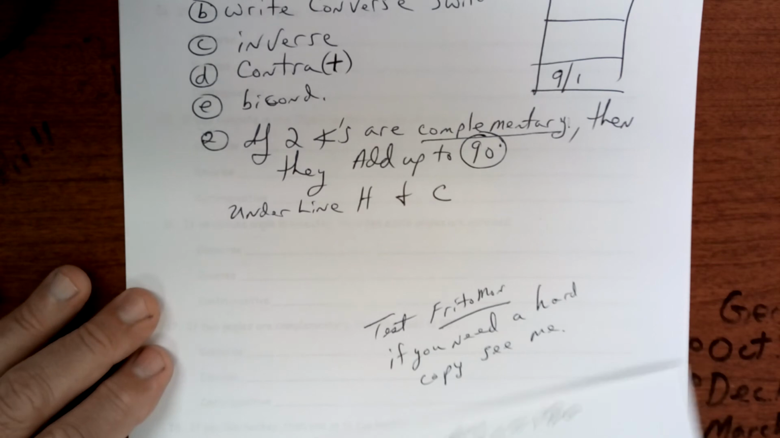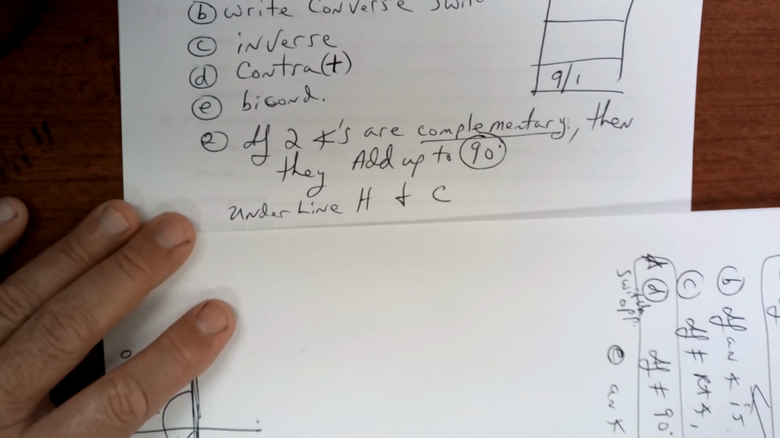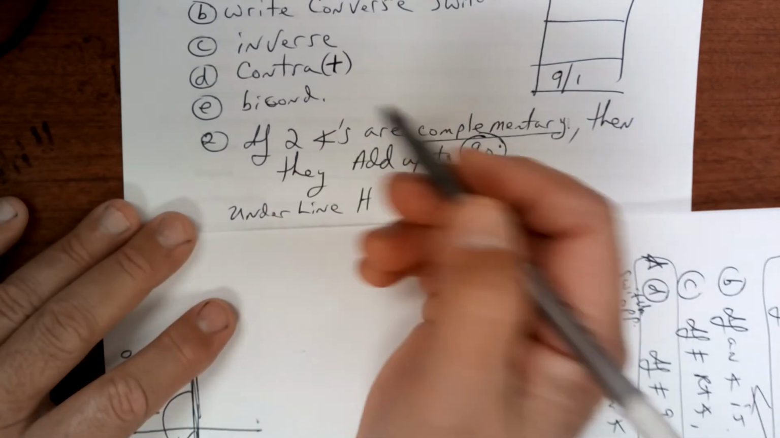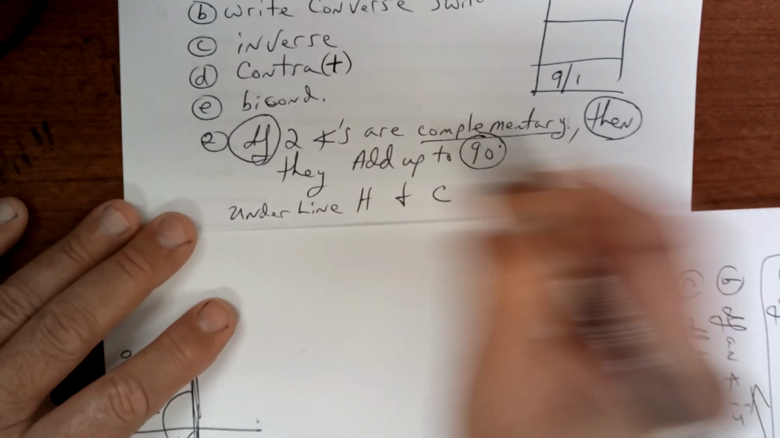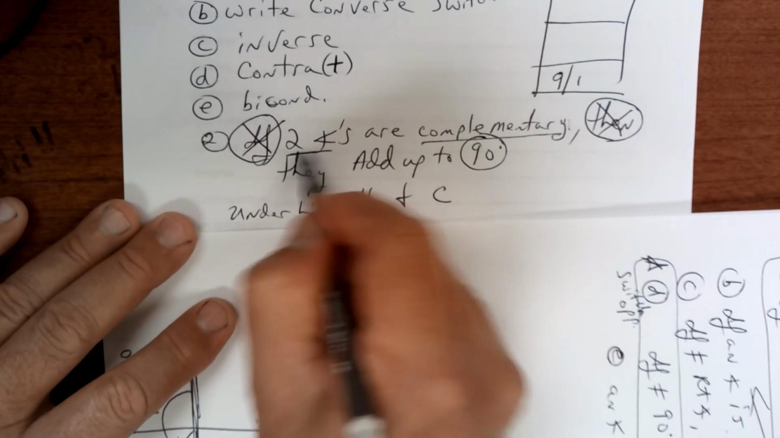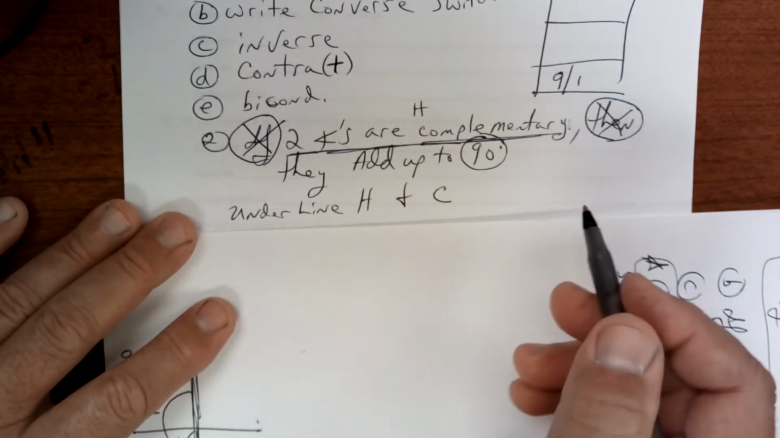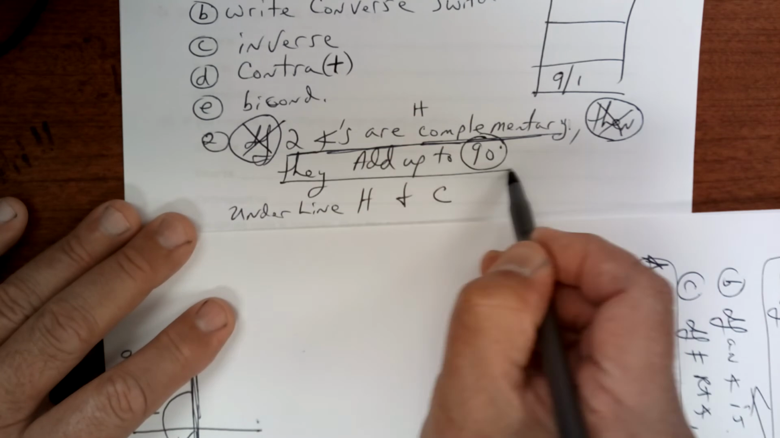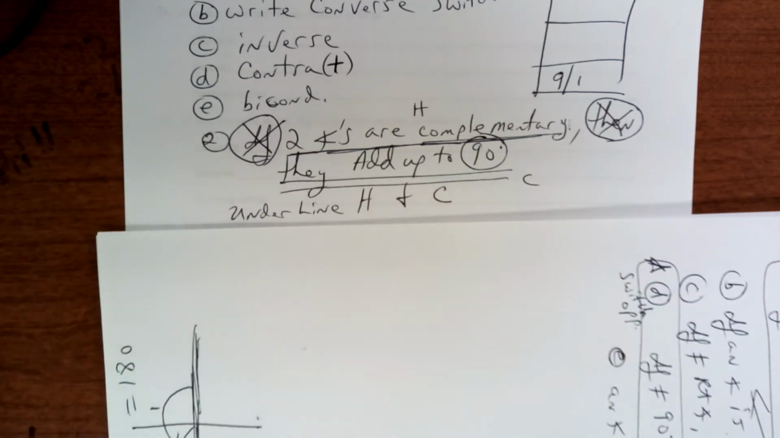It says underline the hypothesis. The hypothesis is after the word if. So circle the word if, circle the word then. Do not use those. Okay? So the hypothesis is right here. Put an H here. It's after the word if. The conclusion gets two lines right here. Make sure you understand the hypothesis and the conclusion.